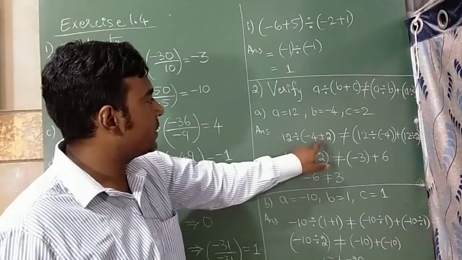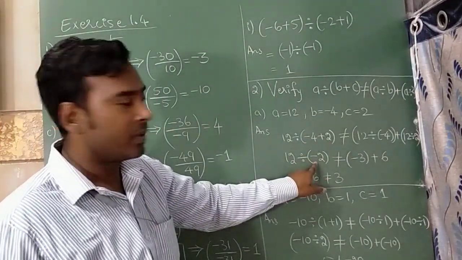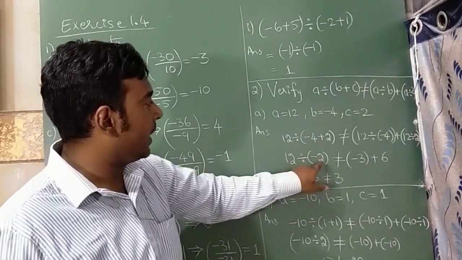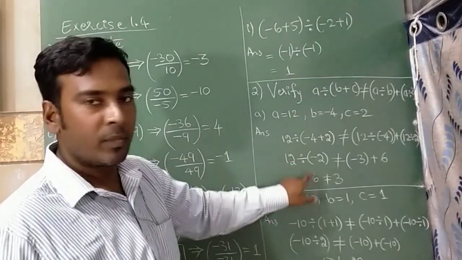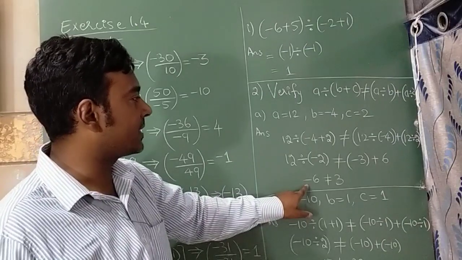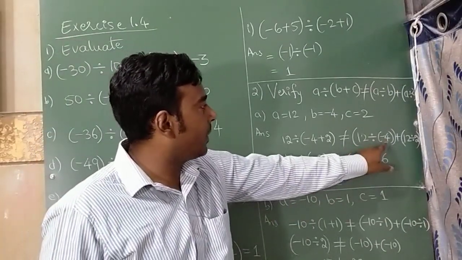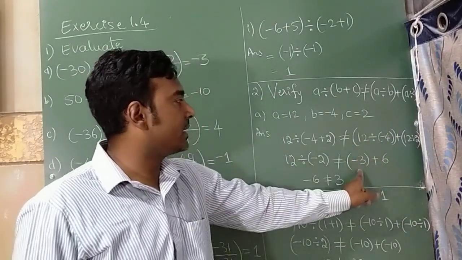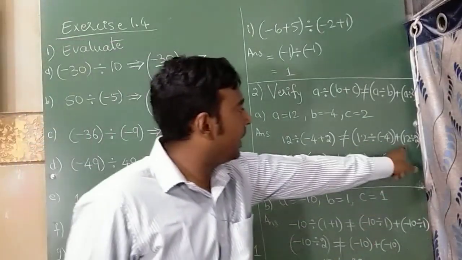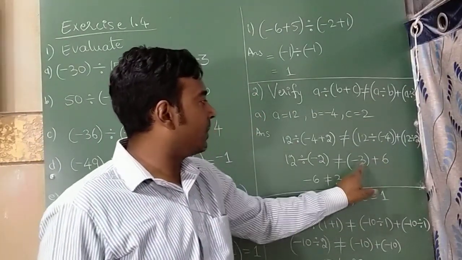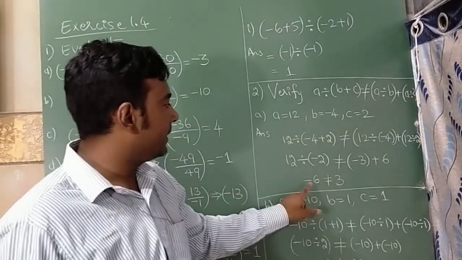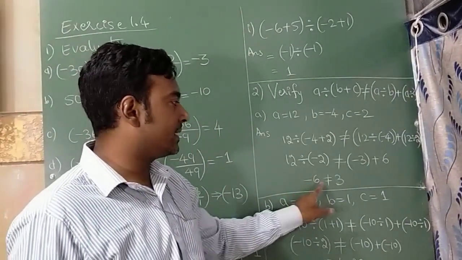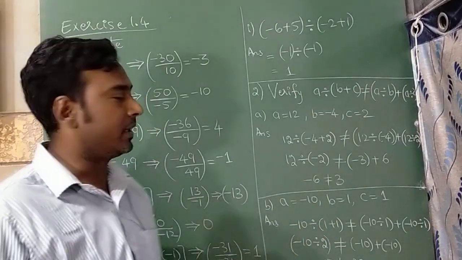Okay. Now minus 4 plus 2 is minus 2. Now 12 divided by 2 is minus 6, because 2 sixes are 12, so it is minus 6. Now 12 divided by 4 is minus 3, because there is a minus here. 4 threes are 12. Now 12 divided by 2 is 6. 6 minus 3 is 3, and this is minus 6. So minus 6 is not equal to 3.